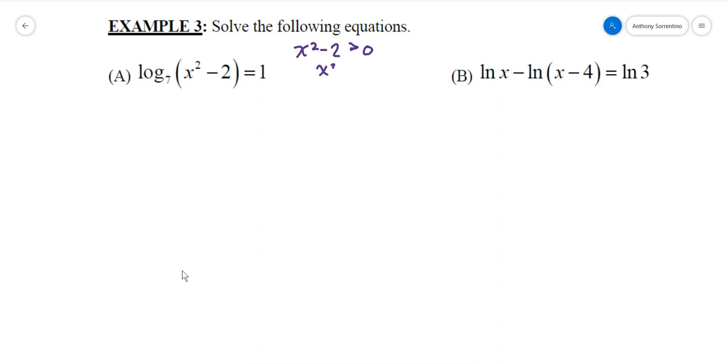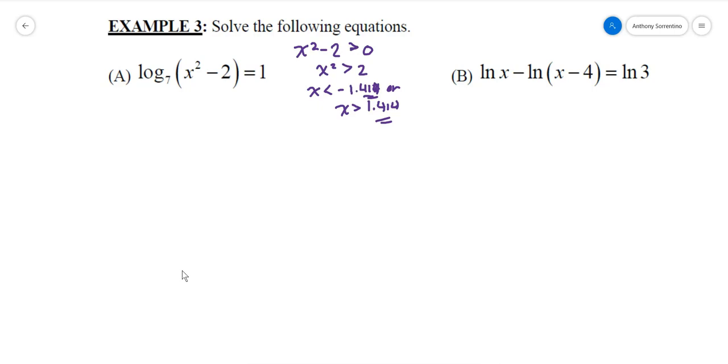which means that x squared has to be greater than 2, which means either x has to be less than negative 1.414, whatever it is, or x has to be greater than positive 1.414. This is approximately what the square root of 2 equals. Keeping that in mind, because if I get any answers that fall outside of this range of values, then I know that they're probably going to be extraneous. I need to throw them out.